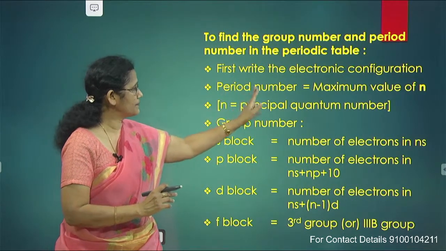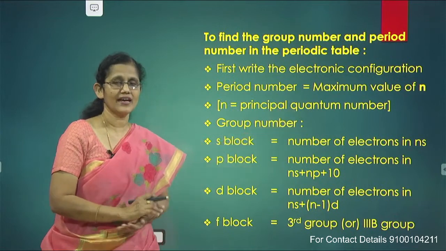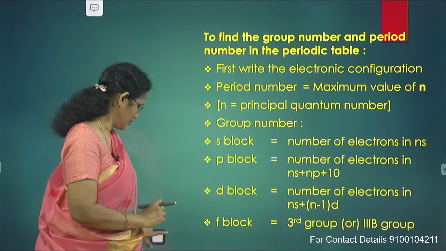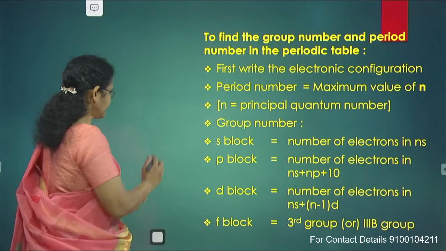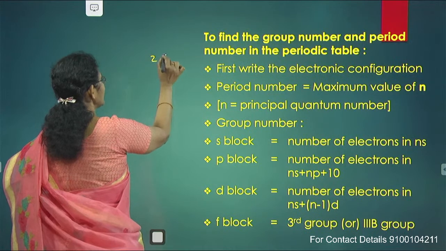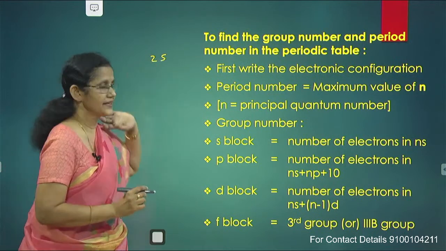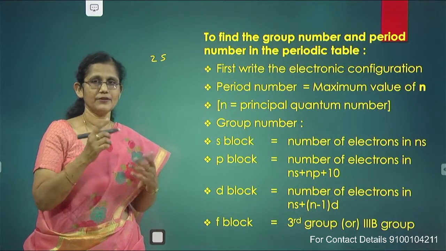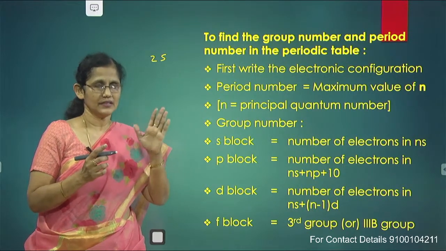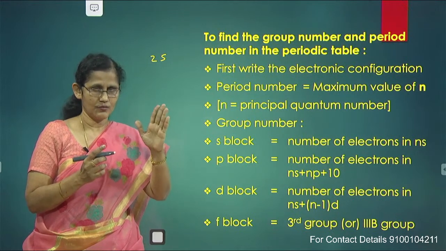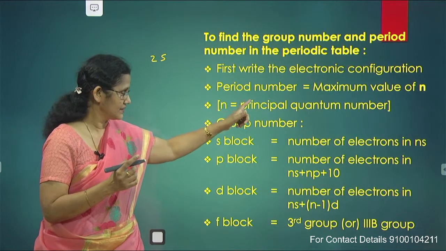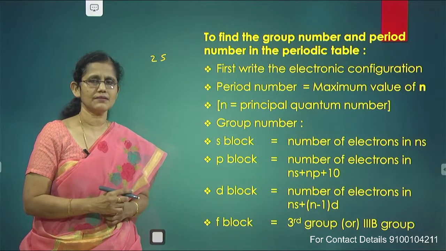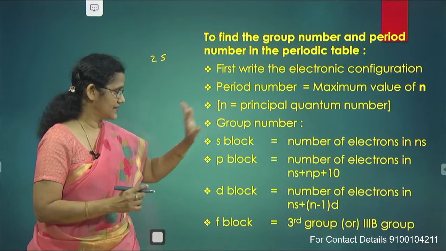Then how to know the period number? It is the maximum value of n, where n is the principal quantum number, right. When I say 2s, that is the second period, n is equal to 2. When I say 5s or 5p, n is equal to 5. So for the last shell, the principal quantum number is the period number. The maximum value of the principal quantum number n indicates the period number, right.